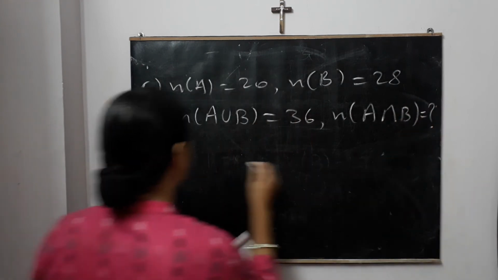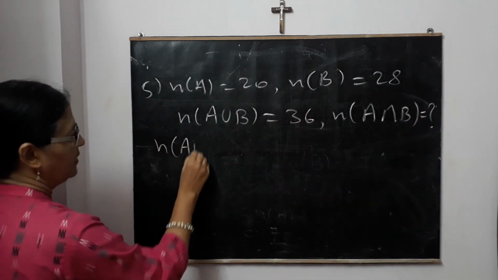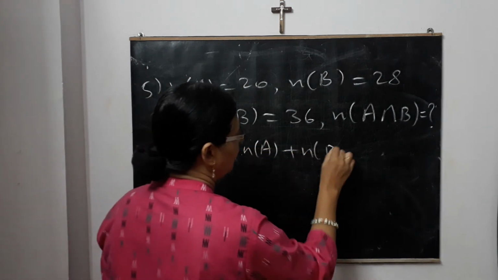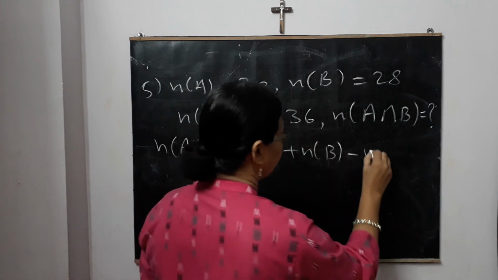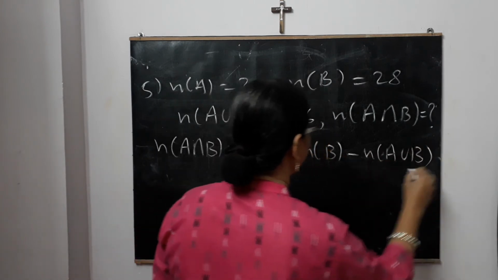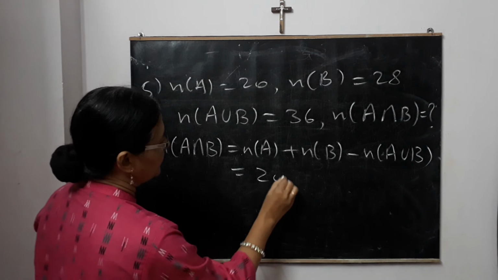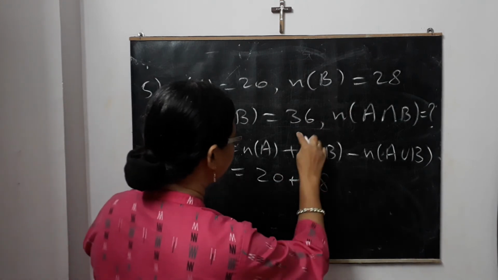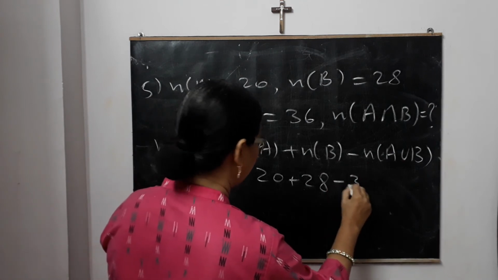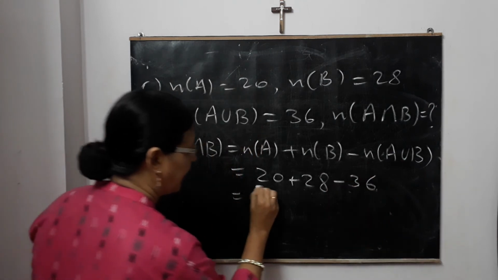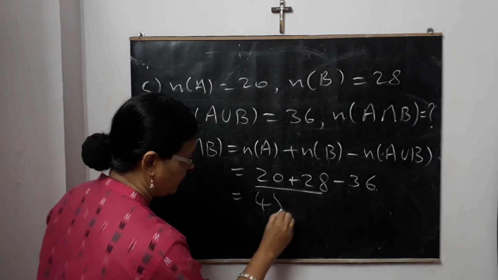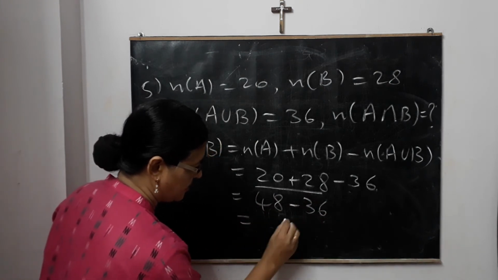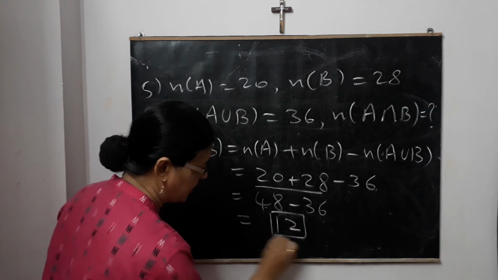This is the question mark. Use your formula: N of A intersection B is equal to N of A plus N of B minus the union. What is N of A? That is 20. N of B is 28, that is given, and the union is given as 36. Add 20 and 28, 48, minus 36, and do the subtraction. So 12 is the answer.